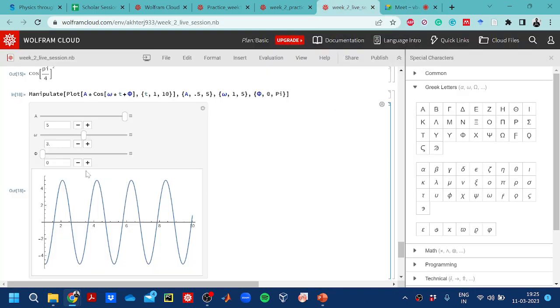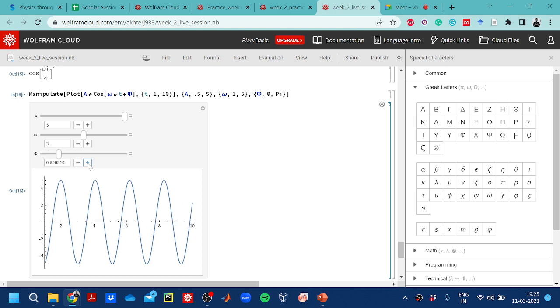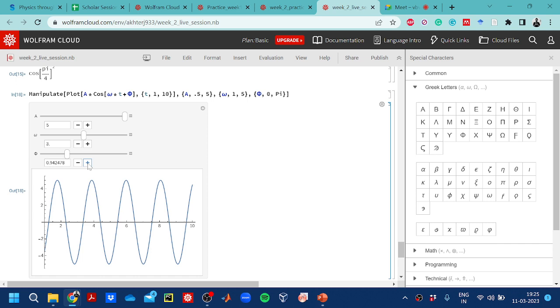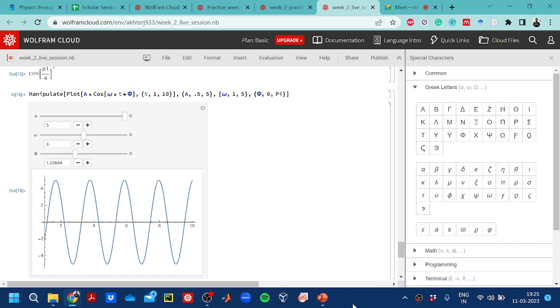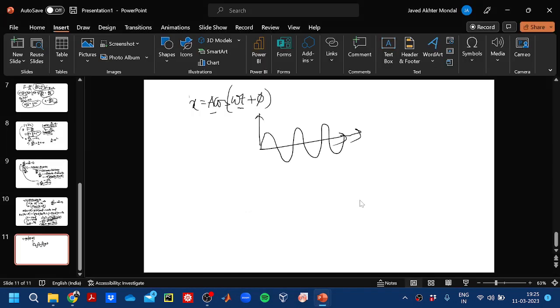And now what is the effect of phi? If we change phi, then we can see that the whole curve is shifting. So why is it happening? At t equal to 0, this x has the value a cosine of phi.